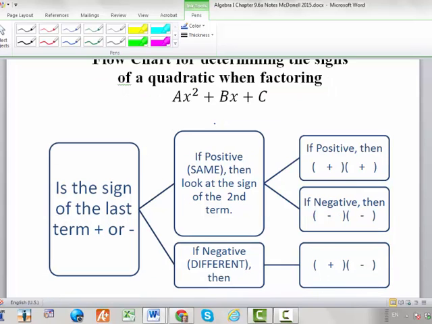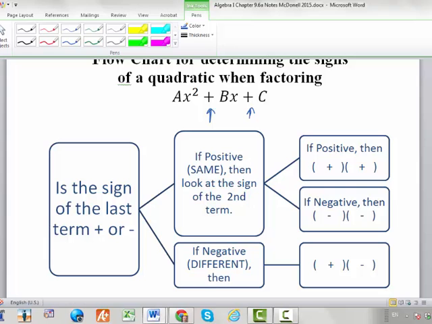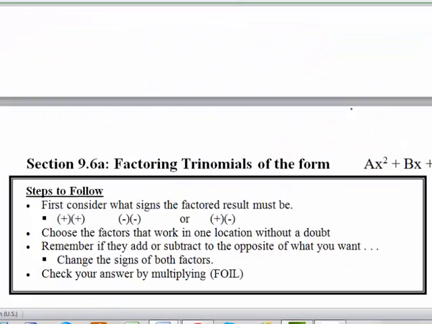So what we're going to do is look at the sign of the last term. And when I say the last term, I'm talking about this term right here. If that c value is positive or negative, then we're going to have to consider two different possibilities. If it's positive, then we look at the second sign here. If that sign is positive, then we end up with two positive numbers. If this second sign, this plus b, is negative, then we end up with two negative numbers. Now, if the value of c is negative, then we're going to have a plus and a minus, and the order doesn't matter. So just as a general flow chart, that's a very good flow chart to have to consider what our signs are. So let's look at our first problem.